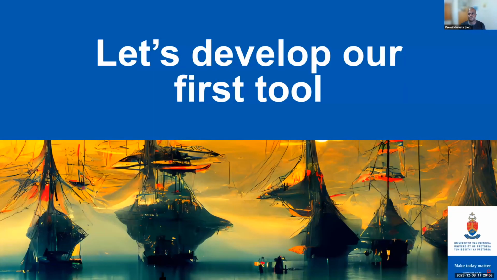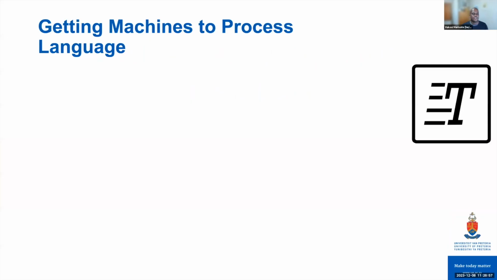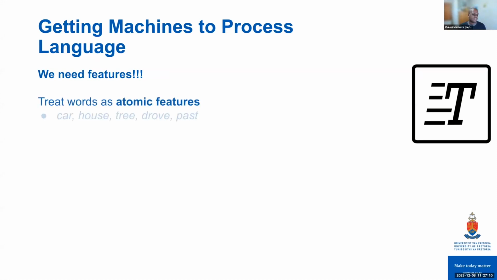So we are going to go through this by developing some tools. So let's develop our first tool. First, to do that, you need to get machines to understand language, right? So you need features. Features are these things that you can use to represent words, in this case text, to a machine. So you can treat words as atomic features. Here, let's say we have a new language that only has these five words: car, house, tree, drove, past.